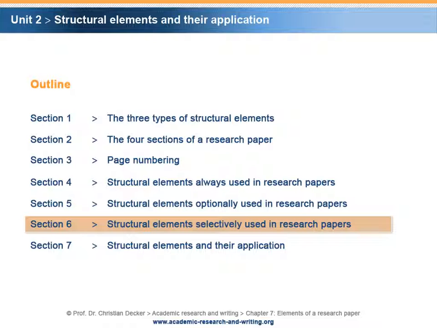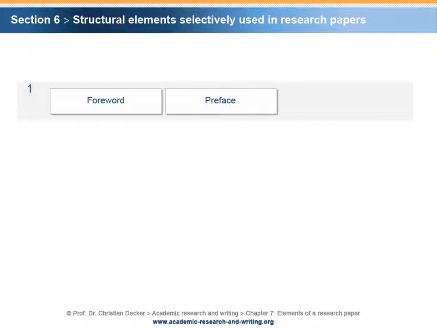Section 6. Structural elements selectively used in research papers. This subsection explains structural elements which are selectively used in research papers. The first section could include an optional foreword, a preface, or a dedication. A foreword is an introductory text that has been written by a third person. It will introduce the reader to the research project from a subject-specific perspective. Typically, the writer of the foreword will praise the research paper and the achievements of the author.